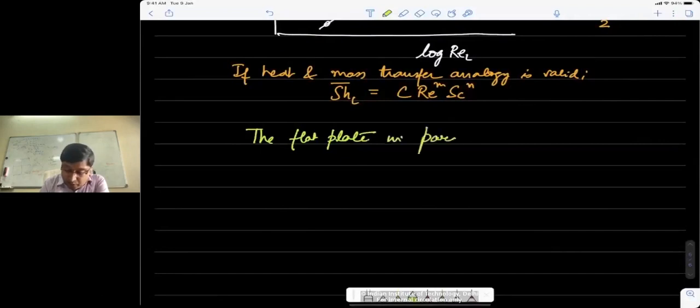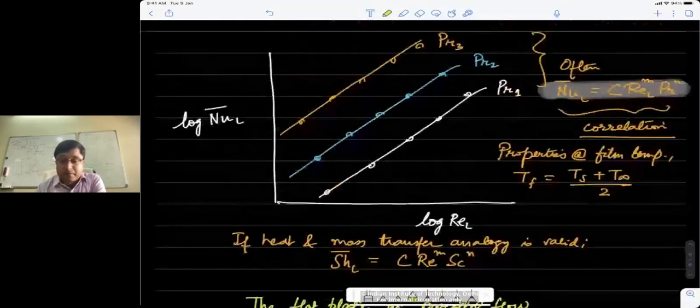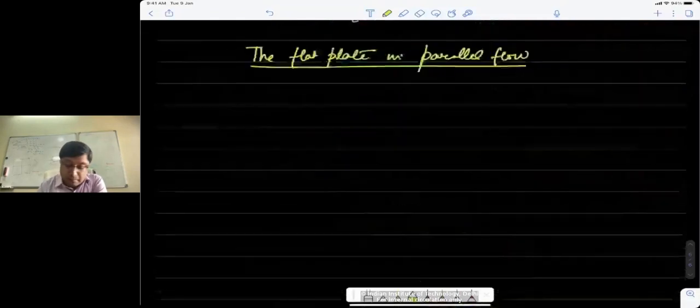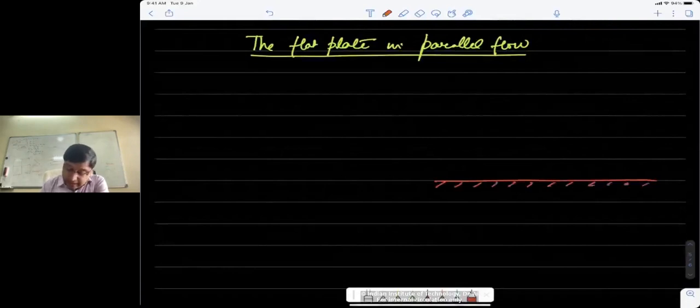And in this problem, how we reach some semblance of a correlation of this type is what I'm going to try and establish. So the flat plate problem, and we will only look at the hydrodynamics of it for now. Say we are dealing with the flat plate, which has a length L.